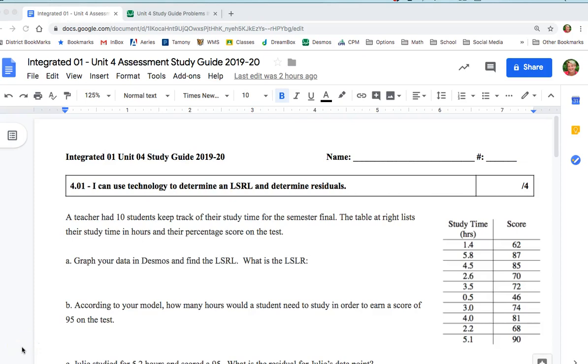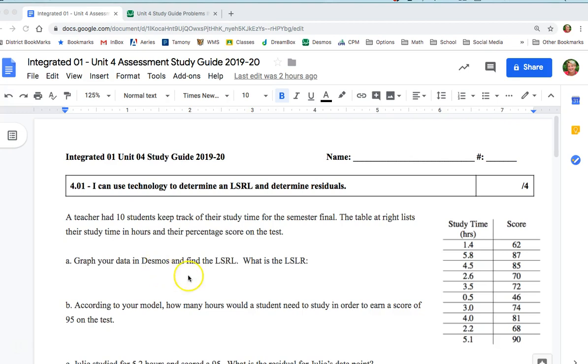Okay, we're going to be using Desmos for this standard. I can use technology to determine a least squares regression line and determine residuals. A teacher had 10 students keep track of their study time for the semester final. The table at right lists their study time in hours and their percentage scores on the test. Graph your data in Desmos and find the least squares regression line.